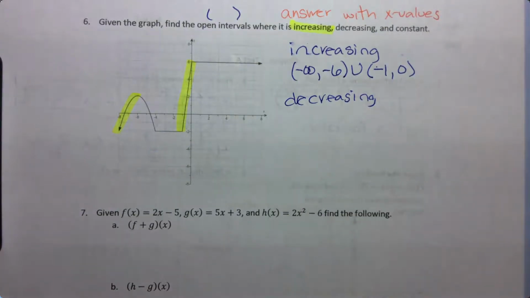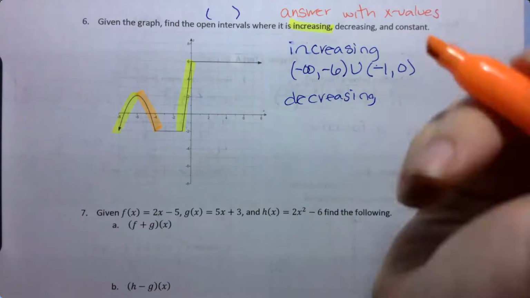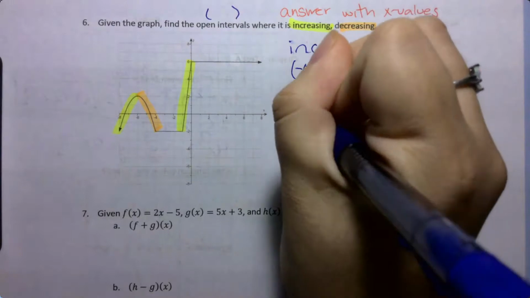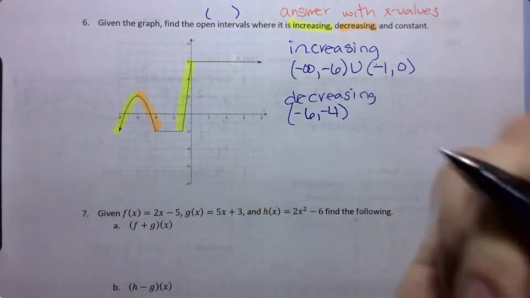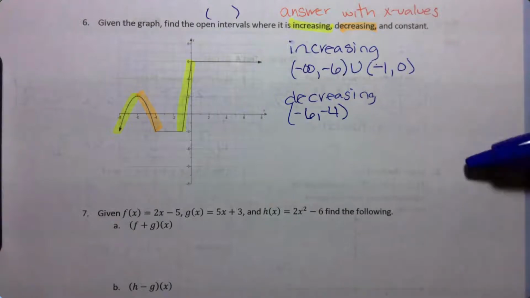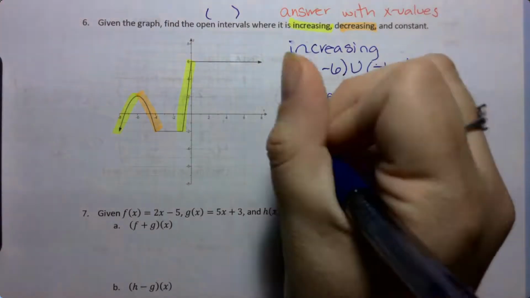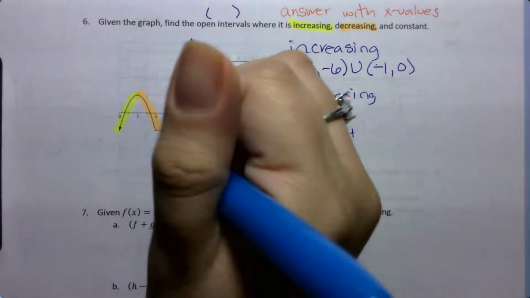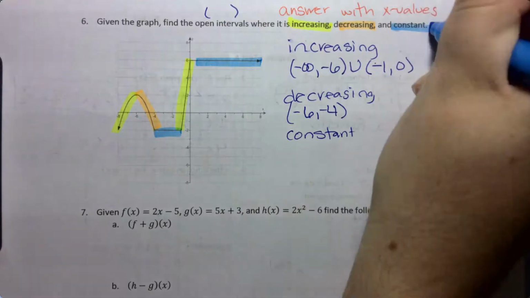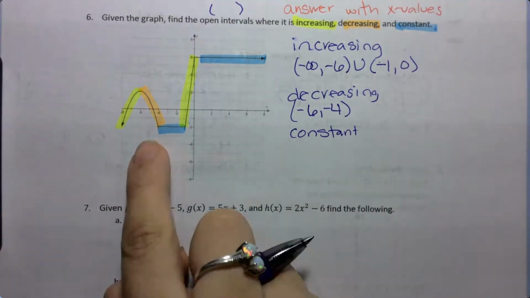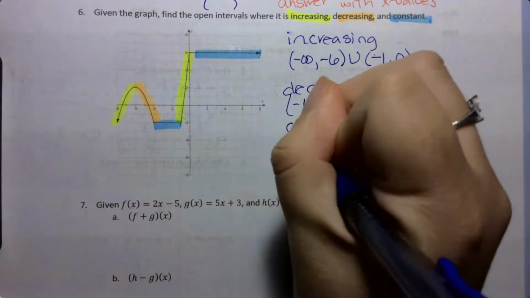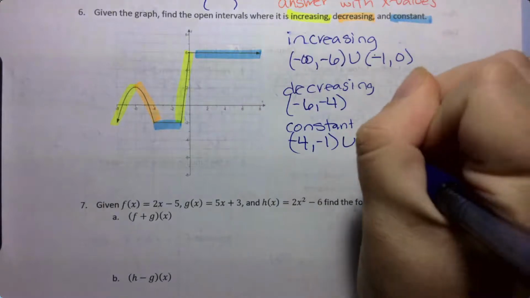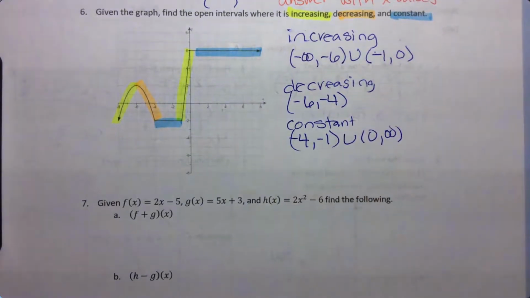So decreasing is going down for my slope. So from here to here, that is starting at -6 and ending at -4. Again, I want to use parentheses because it told me to use open intervals. And then finally, I have my constant. So these are flat lines. I have this piece right here and this piece right here. So my first piece starts at -4, ends at -1. My second piece starts at 0 and goes right forever. So it goes to infinity.